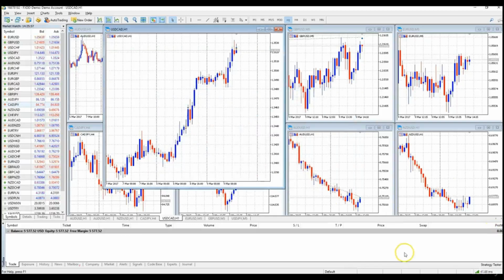Lock in some profit. And so now you see we have $5,577, and this account was just at $5,000 within the last 16 hours.